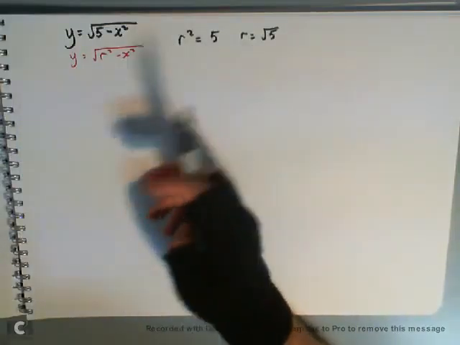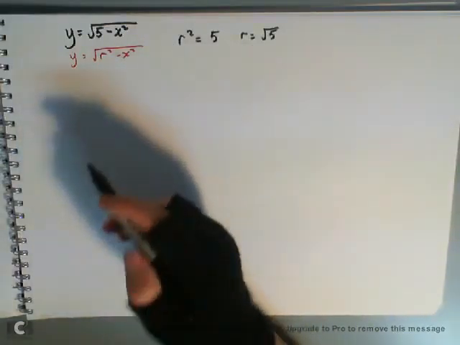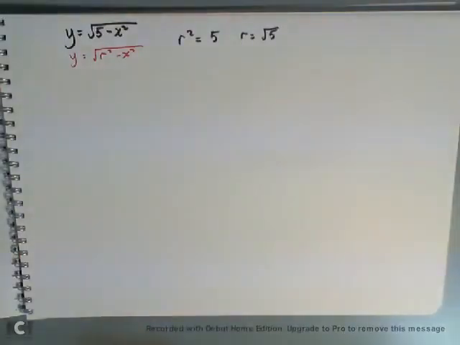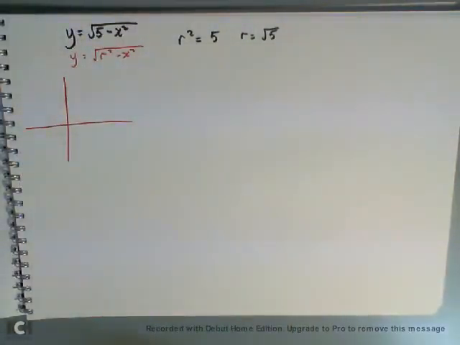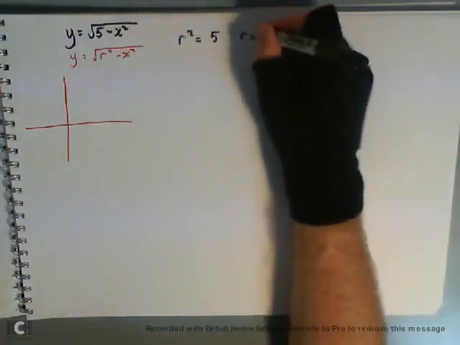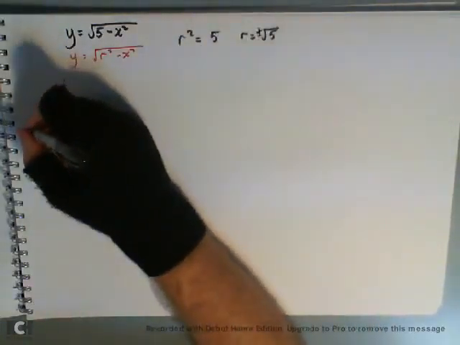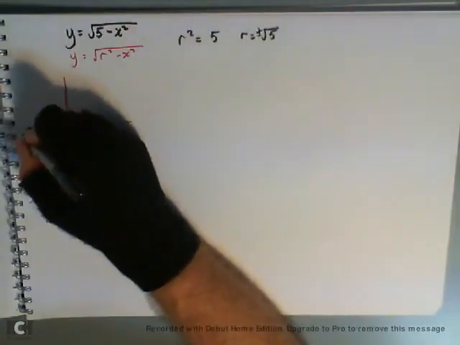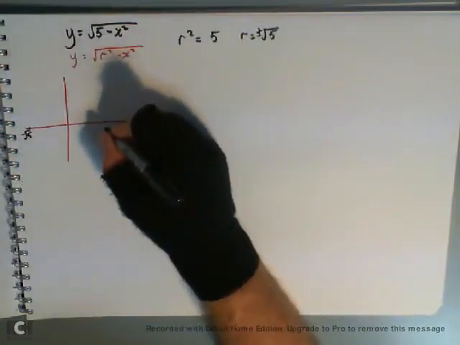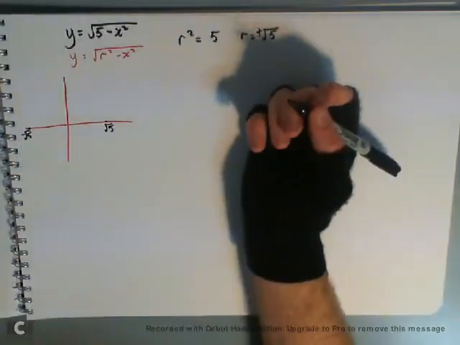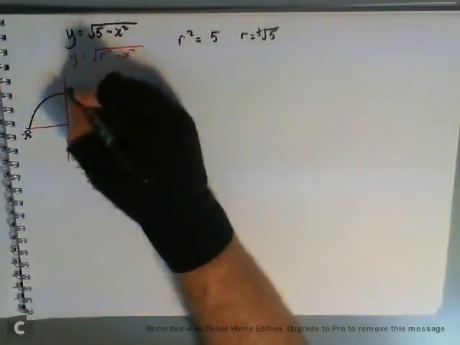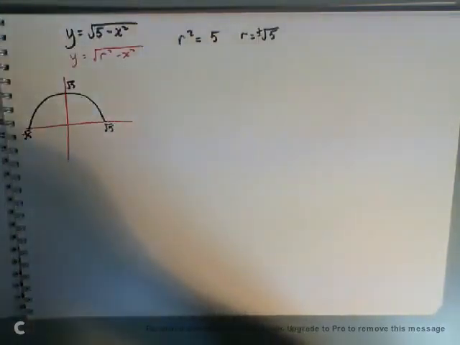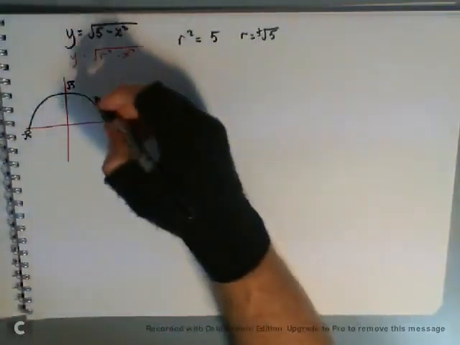And r cannot be negative, so this is an upper semicircle. If we draw our set of axes, it should be plus and minus negative square root of 5, positive square root of 5, and we've got a semicircle, and this is going to be square root of 5, and that's basically it.